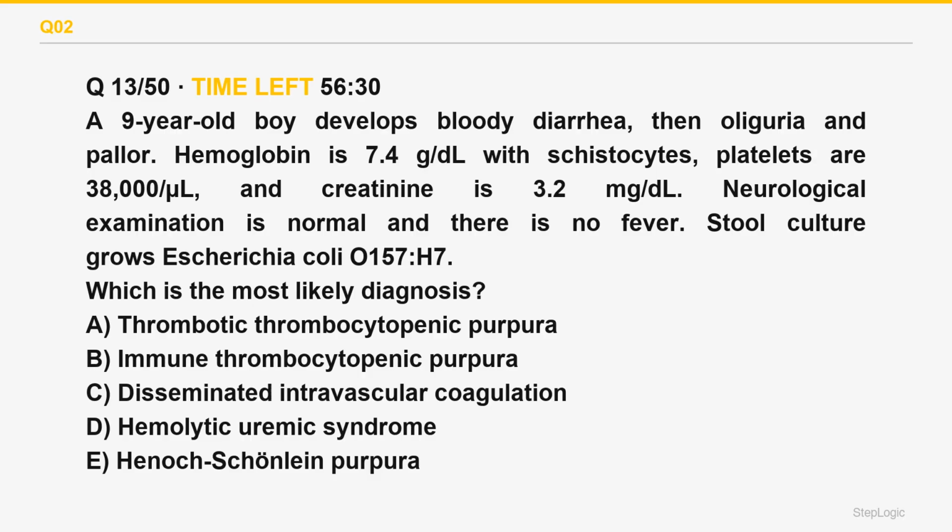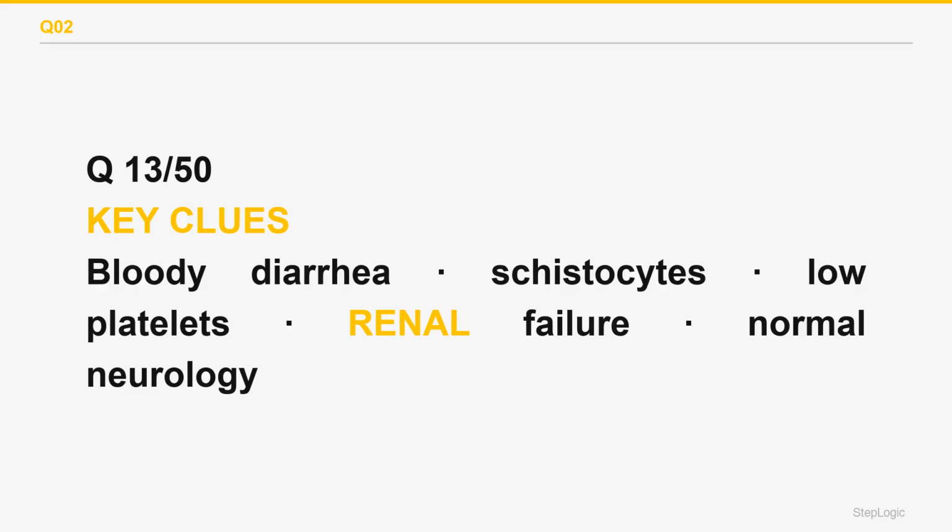Stool culture grows Escherichia coli O157:H7. Read the command, the most likely diagnosis. 2 thrombotic microangiopathies share a triad. The organ they favor and the preceding illness separate them.